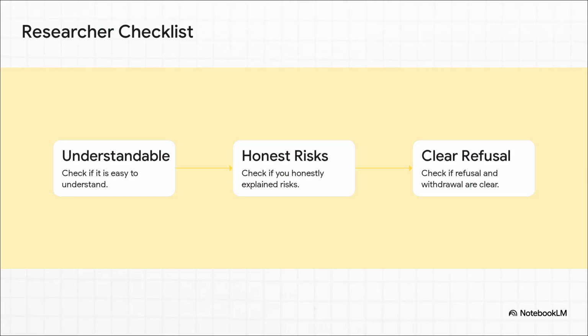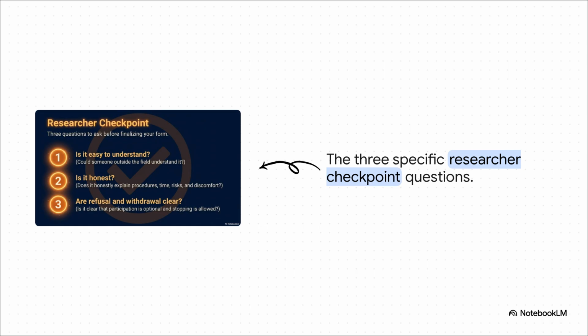Now, before you finalize your form and walk across that bridge, we've got a quick 3-step checkpoint. Consider this your final quality control checklist to make absolutely sure you've built a bridge and haven't accidentally erected another wall. So, ask yourself honestly, could someone totally outside my field understand this? Have I been completely transparent about the time commitment and potential discomfort? And is it undeniably clear that they can stop at any time without penalty? If you can confidently check all 3 of those boxes, you are officially ready to present your study.